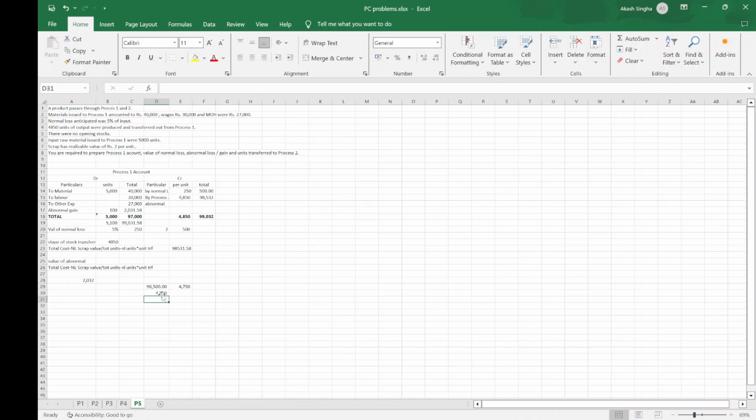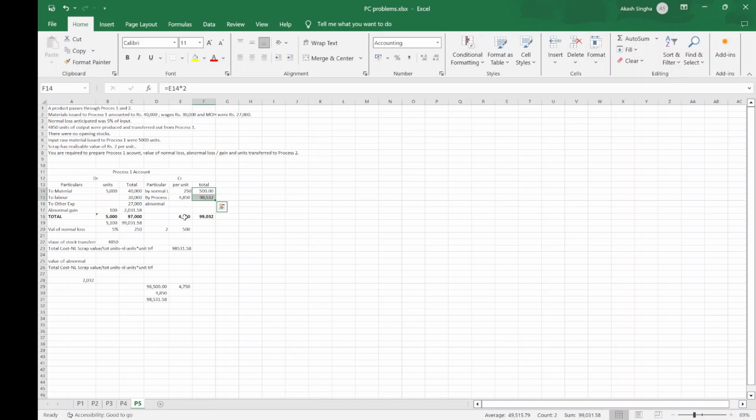So sorry, this into this equals this into this by this. So 98,531, so this will be the total. Now we cannot write abnormal loss here because after the add up, this is higher than this, right? So for abnormal loss, it is not a loss, it is a gain. So for the gain, first of all, calculate how much these two add up to.